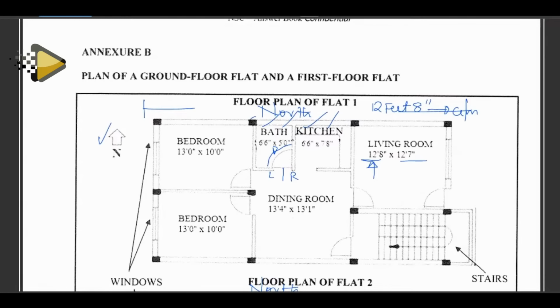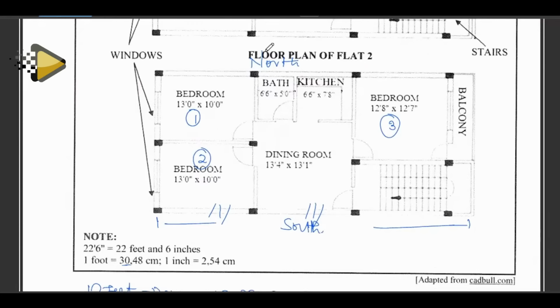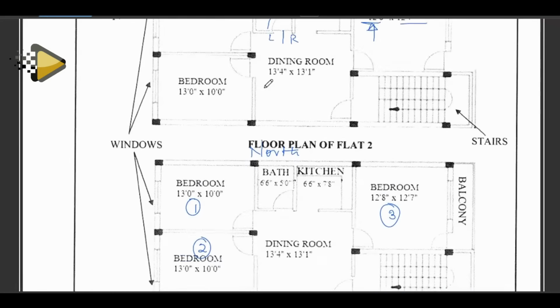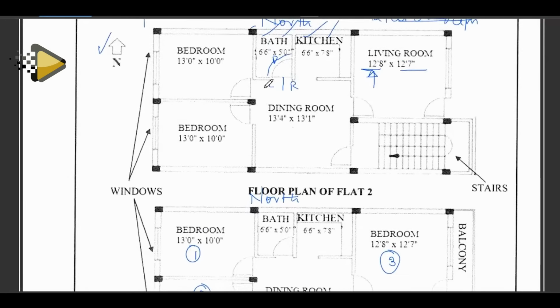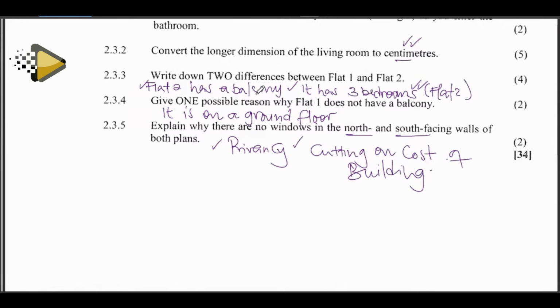One, it could have been for privacy. That's reason number 1. Number 2, it could have been cutting on costs of building. Together. So 1, privacy. For privacy. Number 2, cutting down on costs of building. All right, there we go.